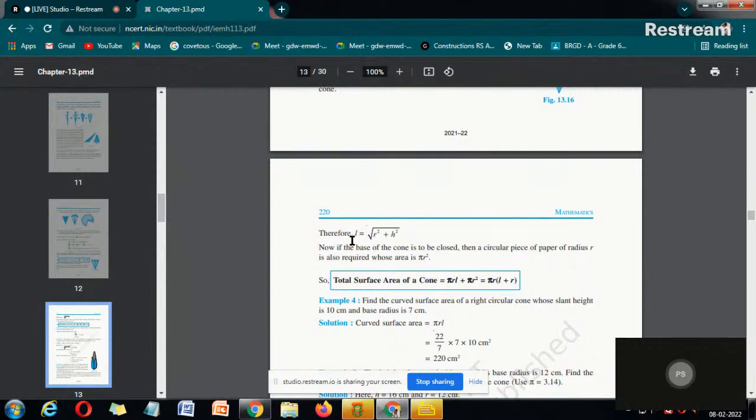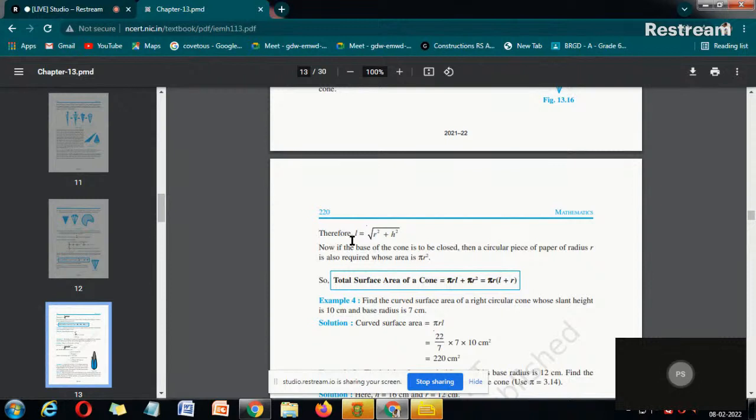Clear? Now the total surface area of a cone is pi r into l plus r. Okay, pi r into slant height plus the radius. Clear, guys? Pi r into l plus r.